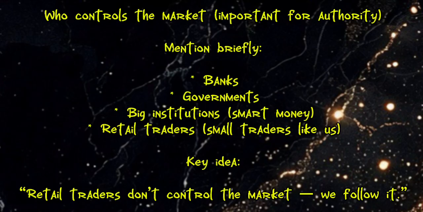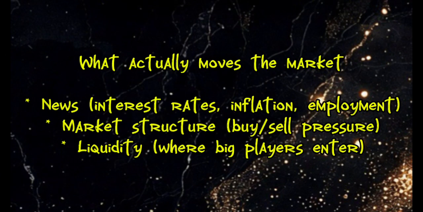So as you can see on my screen next, we want to know what actually moves the market. What are the things that make the market either go up, go down, spike and fall? News does that. Interest rates, inflation, employment. To check that, you can use your Forex calendar, investing.com, Forex Factory, to look at news events.